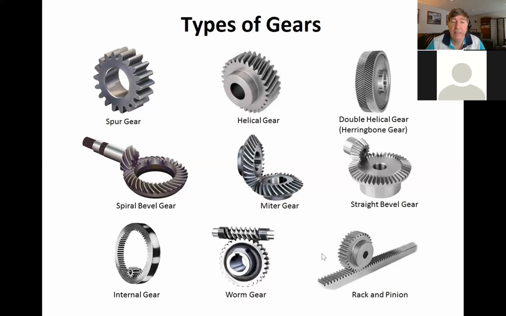Down here we see the rack and pinion, which we've already talked about. Up here, the helical gear is basically a spur gear where the teeth are turned at an angle. It's kind of like the miter gear versus the straight bevel gear, only it's for regular spur gears. A double helical gear. To be honest, I don't know the reason why you'd want to use this herringbone type gear, but obviously there must be some reason for it, or people wouldn't do it.